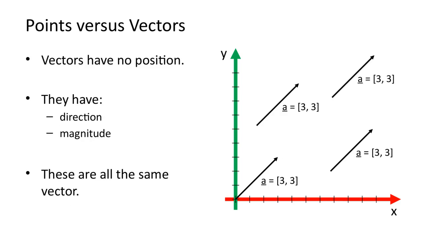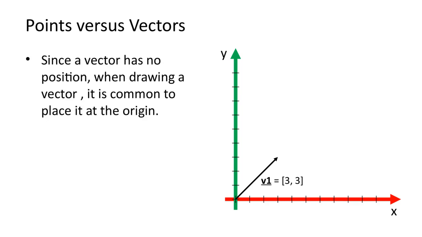The key thing about vectors is that they have no fixed location. They have a direction and a magnitude. The magnitude is often referred to as the length of the vector. All the vectors in this diagram are equivalent. They all have the same direction and same magnitude. Since a vector has no location, it is often drawn at the origin. This does not mean that the vector is actually located at the origin. Drawing the vector at the origin is just a convenience.